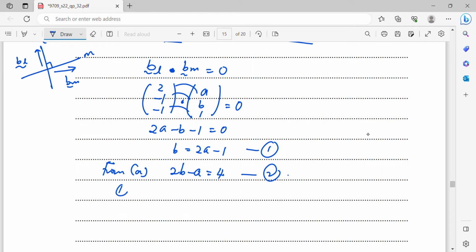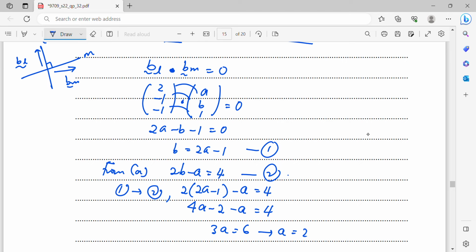So I substitute first into second. I will get 2, my b will be replaced by 2a minus 1, then minus another a, equals to 4. So from here, when you do expansion, the left hand side will be 4a minus 2, then minus a equals to 4. 4a minus a is 3a. The 2 moves to the other side and becomes 6. Hence my a is 2.